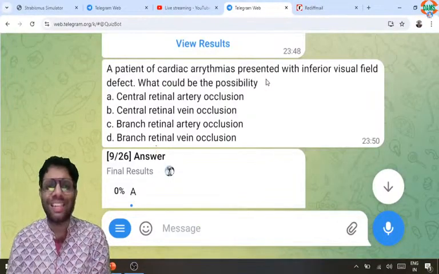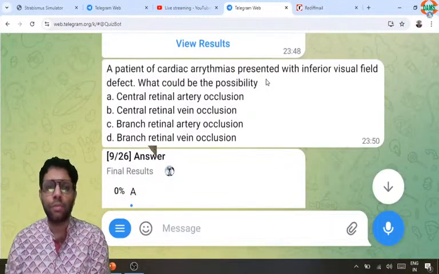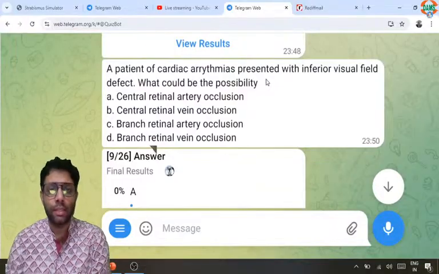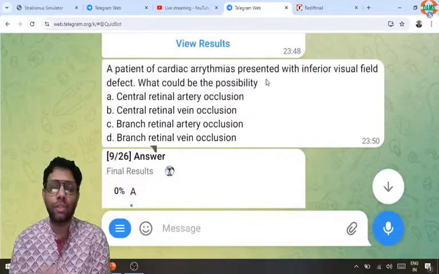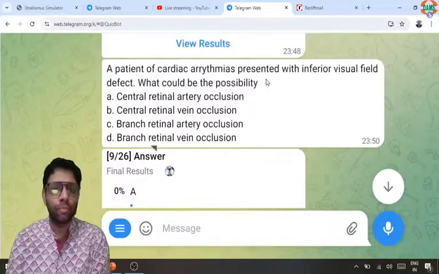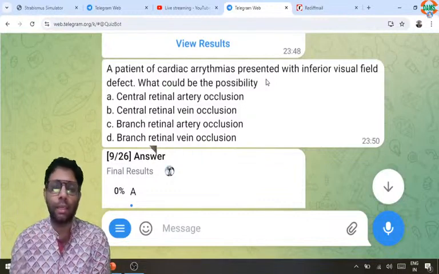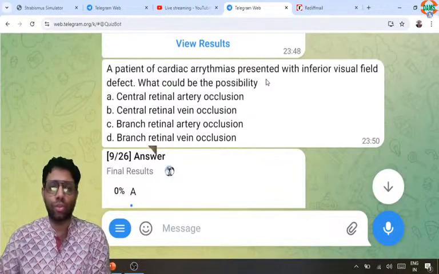What is the treatment of CRAO? First is ocular digital massage. Press the eyeball so that the embolus can dislodge. Same as for branch retinal artery occlusion. Second step, you inhale carbogen: inhale 5% CO2, 95% oxygen. And if that doesn't work, decrease the intraocular pressure. Decreasing intraocular pressure can dilate the vessel and the embolus can dislodge.